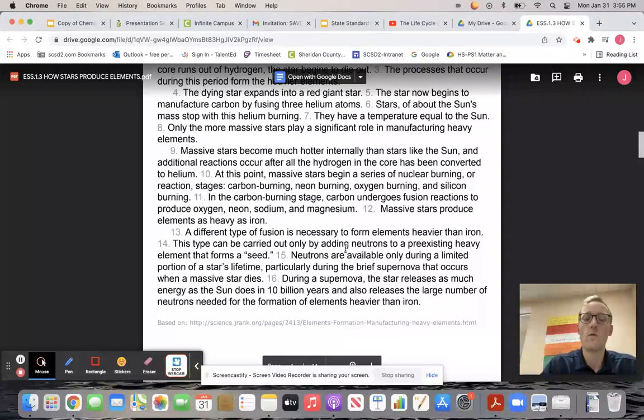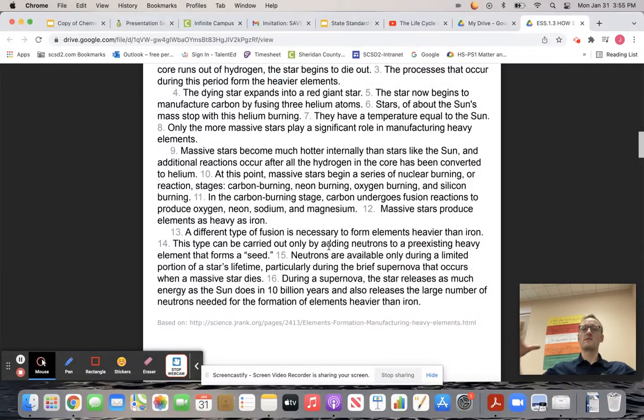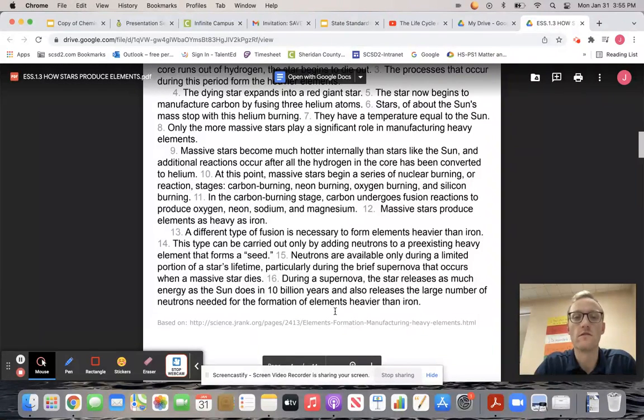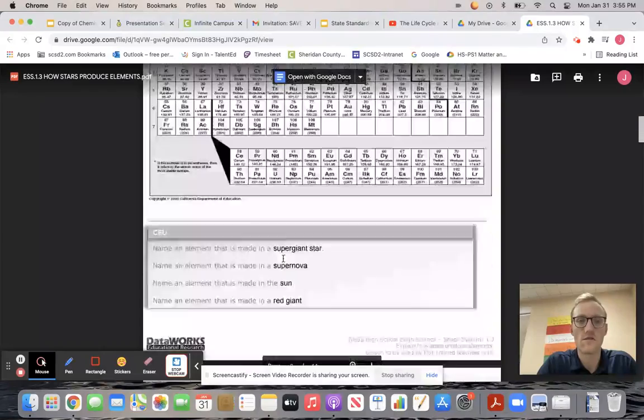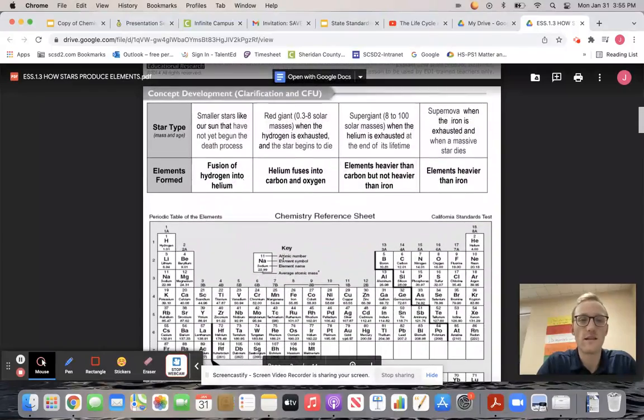And so where do we get these really, really heavy ones? Well, when we get this big massive star and it finally collapses, we have enough neutrons, and we get these heavier elements beyond iron. Okay, so that's kind of what this says. This really just lays it out.